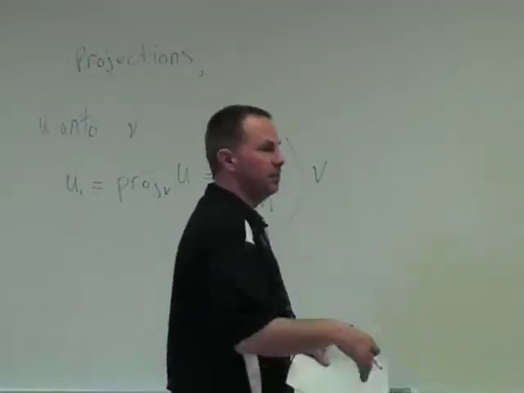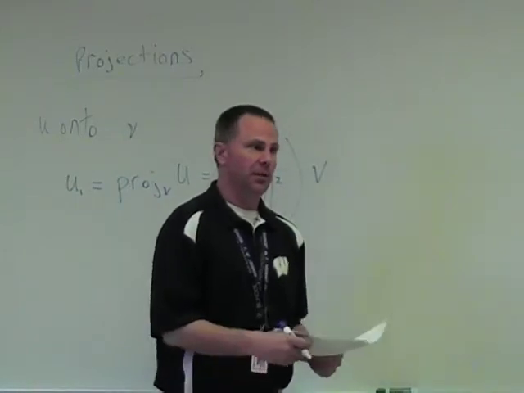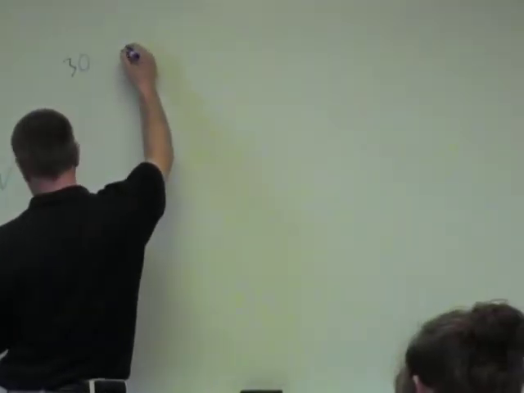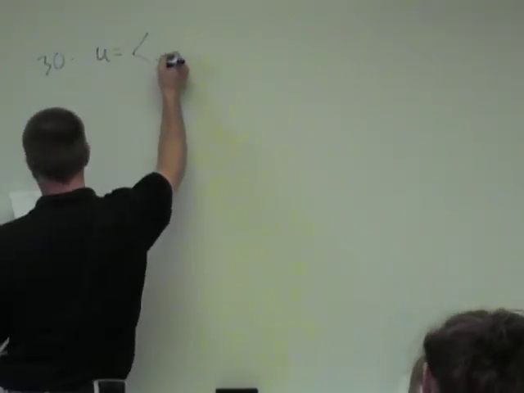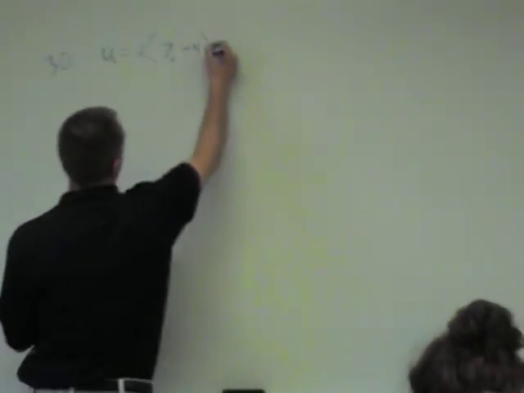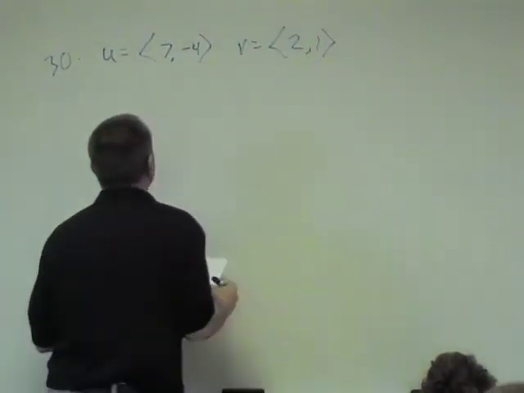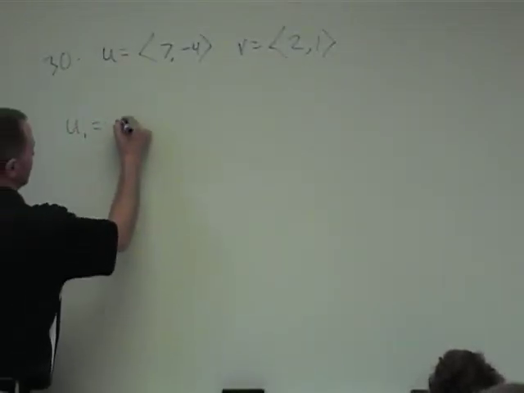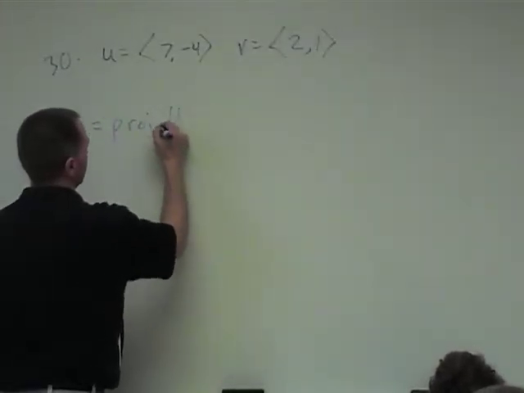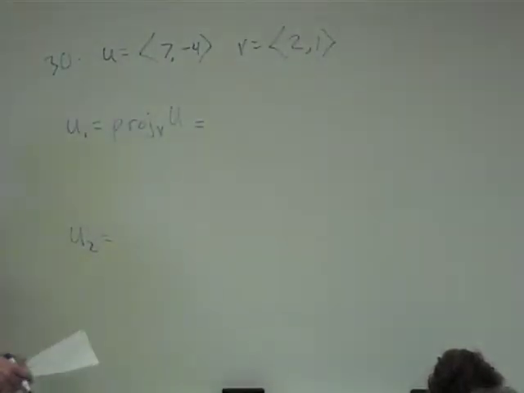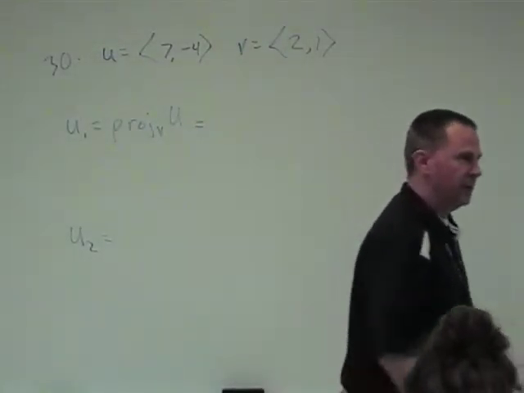All right, so let's do some simple calculations before we do any application. This is number 30. Let's see if you guys remember how to do some stuff. u equals the vector 7, negative 4, and v is the vector 2, 1. u sub 1 is your projection of u onto v, and then we're going to do u sub 2, and I'll show you what that is in a second. The first thing is I want everybody to find the dot product of u and v.